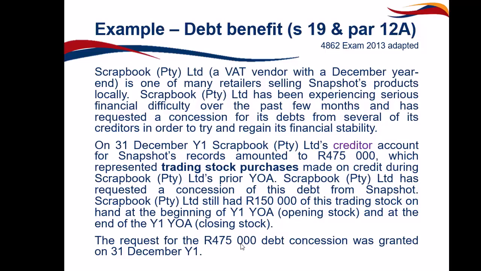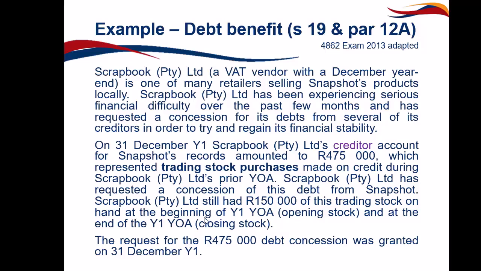Now, let's decide together whether section 19 is going to be applicable. Do we have a debt benefit? Yes, we do have a debt benefit of 475,000. Is that debt benefit as a result of a debt concession or compromise? Yes, it is because of a debt concession. We can see that it was for commercial reasons. It was not a donation.